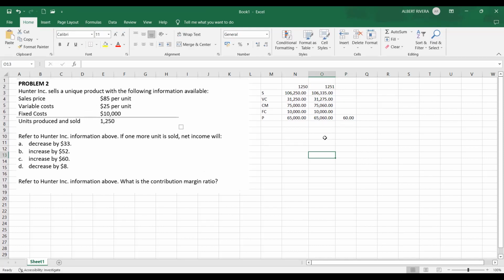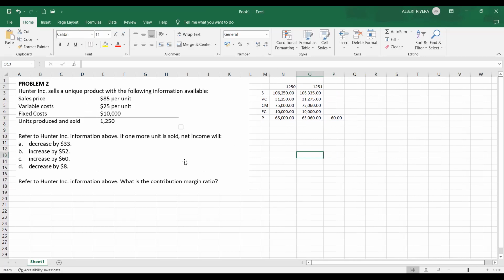Okay. However, class, you should not resort to a computation like this. Using the concept, you can identify the corresponding answer by using the concept behind the cost-volume-profit analysis. But my first question is this.